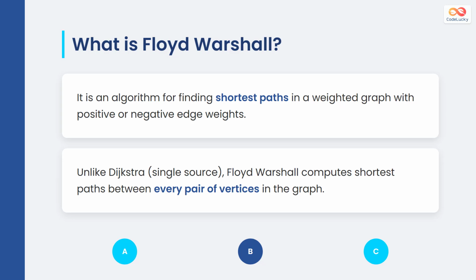So, what exactly is Floyd Warshall? It is an algorithm designed to find the shortest paths in a weighted graph. But here is the key difference from algorithms like Dijkstra. Floyd Warshall computes the shortest path between every single pair of vertices in the graph, not just from a single starting point.